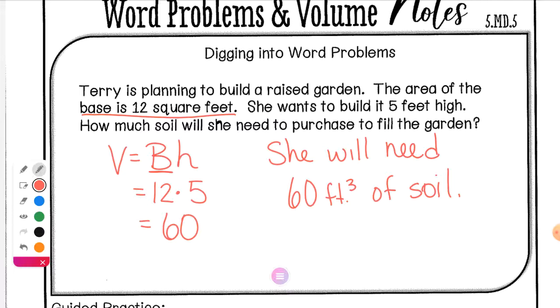Read through guided practice 1 and 2. We're going to do one of them together. I'll let you decide which one. Read through 1 and 2.